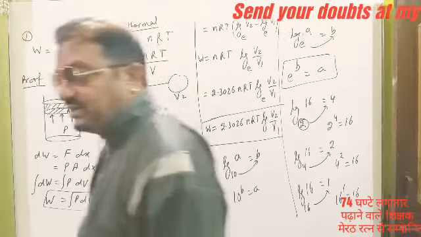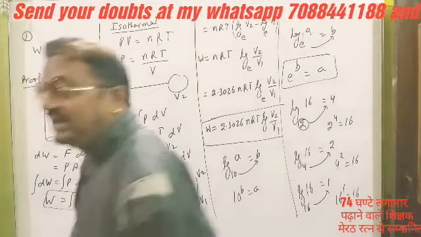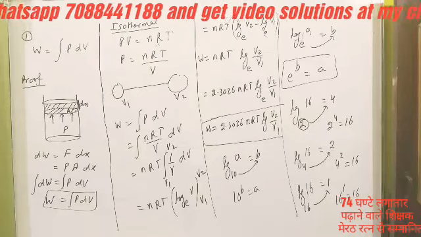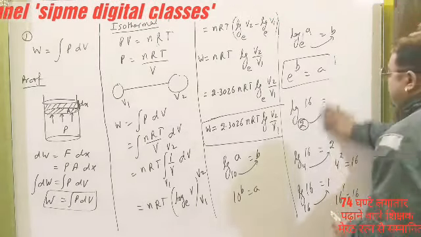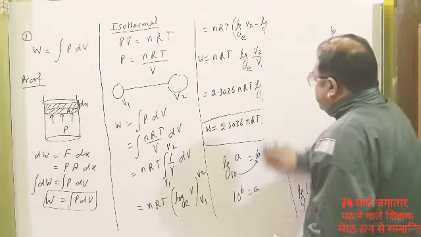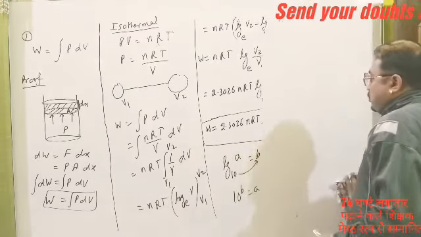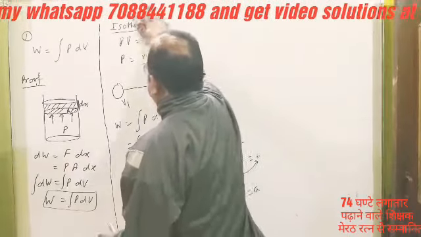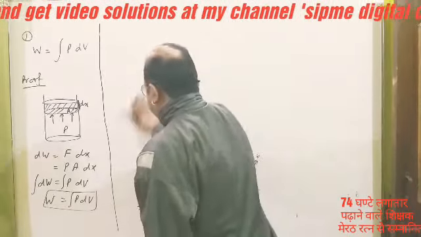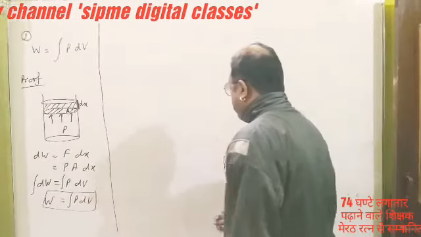Now we have to find the work done in adiabatic process. To find the work done in adiabatic process, we are going to perform the next operation. In adiabatic process, PV raised to power gamma is equal to constant. Here I have written PV is equal to constant, but in adiabatic process, PV raised to power gamma is equal to constant.